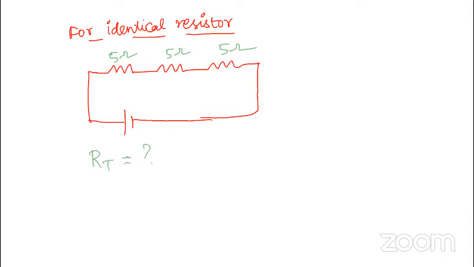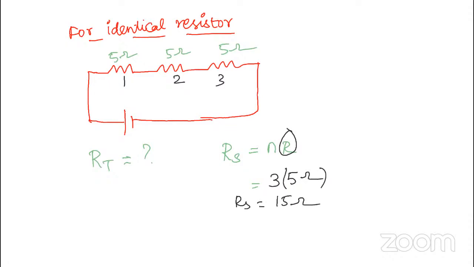At that time we use the RS value equal to N into R. How many resistances are there? Here it is 1, 2, 3, so the number of resistances is 3. What is the value of R here? It is 5 ohms. So the RS value is nothing but 15 ohms, that is what we have to calculate. We are going to work out all such sums. So this is a very simple example.